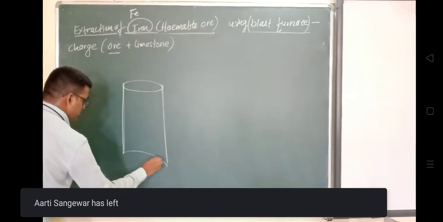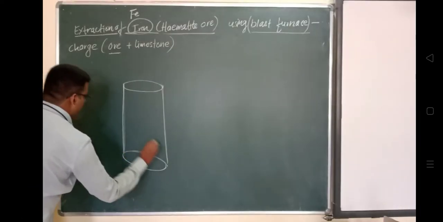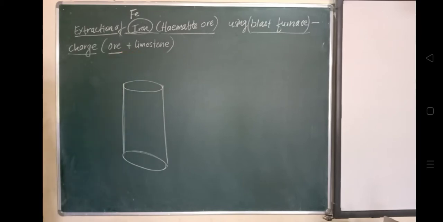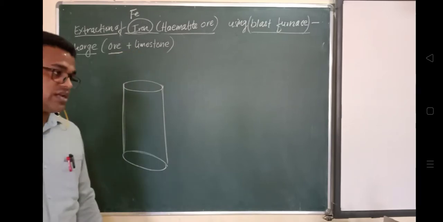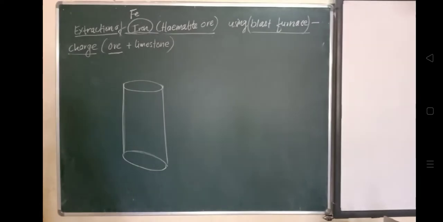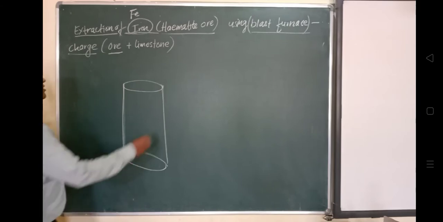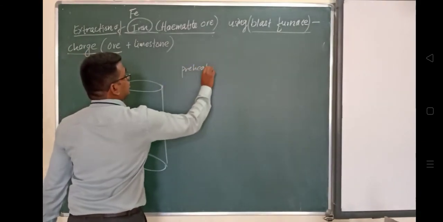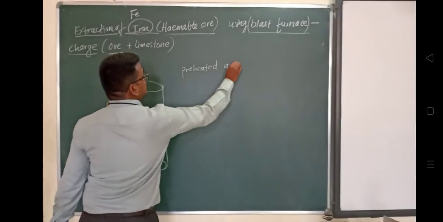Okay, the lowermost is called the hearth portion. So what happens here? A blast of preheated air is introduced into the furnace below the bosh. Okay, below the bosh, look, what will happen here? We can say preheated air will be sent below the bosh. In this way, the preheated air will be sent inside this blast furnace.